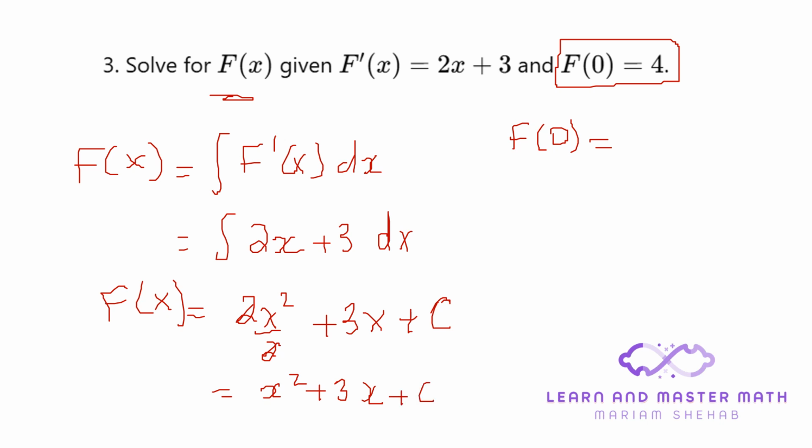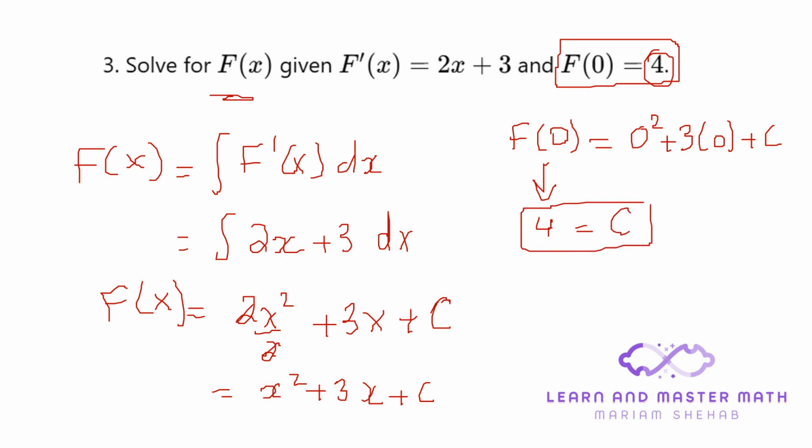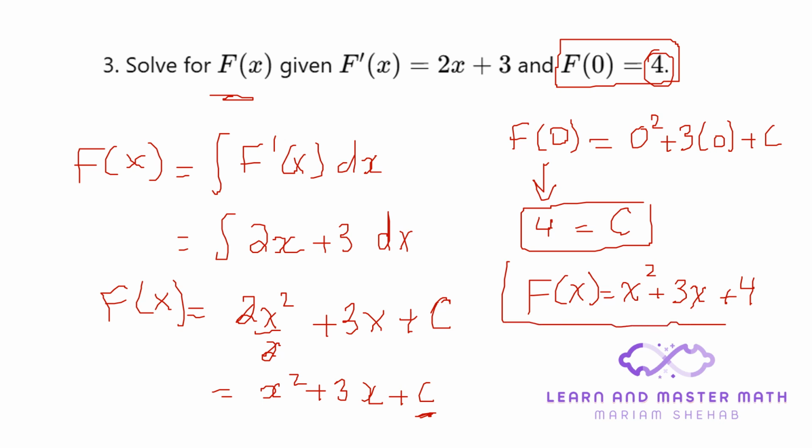Now, f of 0 equals 4. Back to our substitution, I'm going to replace x by 0. So it's going to be 0 squared plus 3 times 0 plus c. Since f of 0 equals 4, I will replace f of 0 by 4, and then 0 squared is 0, plus 3 times 0 is 0, then c is 4. Now you just replace c here by 4. So your final f of x is x squared plus 3x plus 4. That's the final answer.